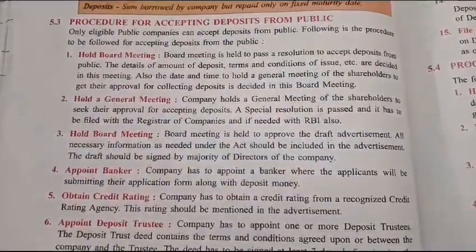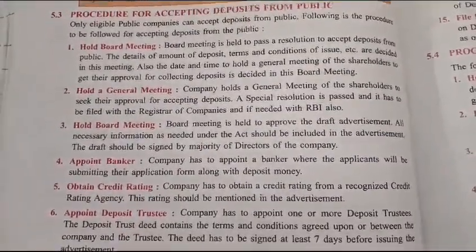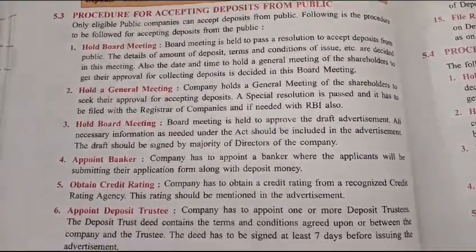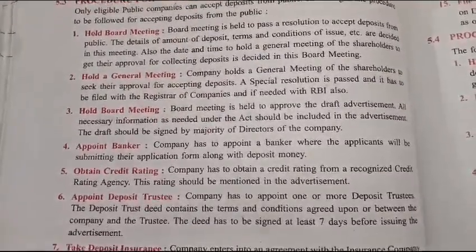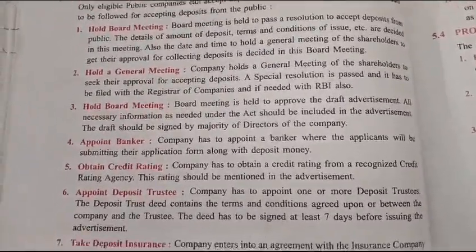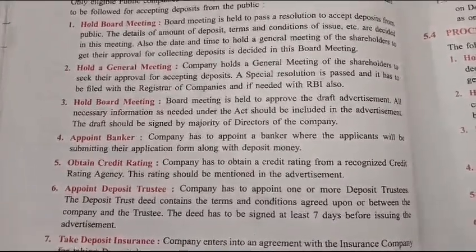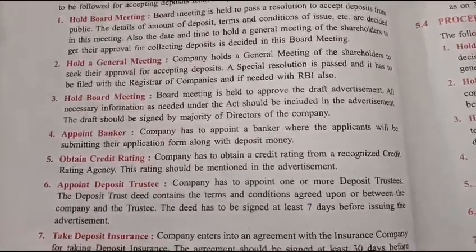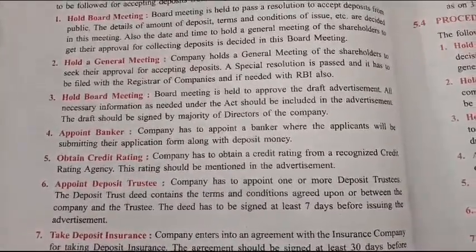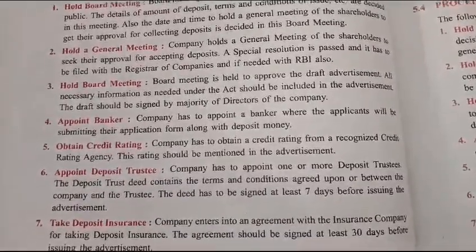Procedure for accepting deposits from public. Only eligible public companies can accept deposits from public. Following is the procedure to be followed for accepting deposits from the public. First, hold board meeting. Board meeting is held to pass a resolution to accept deposits from public. The details of amount of deposit, terms and conditions of issue, etc. are decided in this meeting.